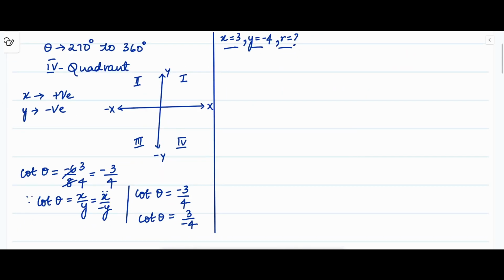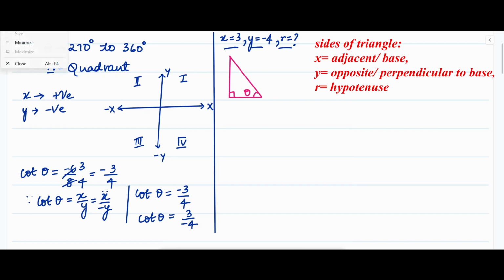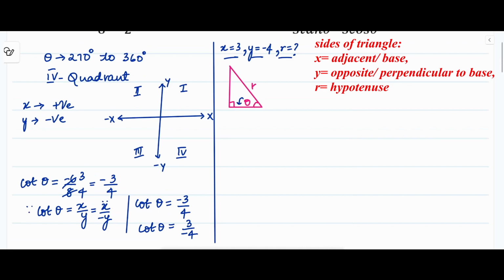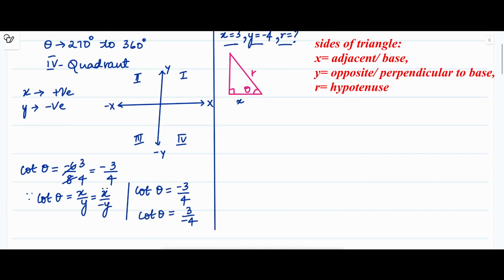So in order to find the value of r, let me consider this right angle triangle. This is our right angle and this is our angle theta. The side opposite to the right angle, that is 90 degrees of the triangle, is always considered the hypotenuse side and is represented by the letter r. The side of the triangle which is adjacent to the angle theta is called the adjacent side and it is represented by the letter x. And the side of the triangle which is opposite to the angle theta is considered the opposite side and is represented by the letter y. So now we have the value of x and y and we need to find the value of r.